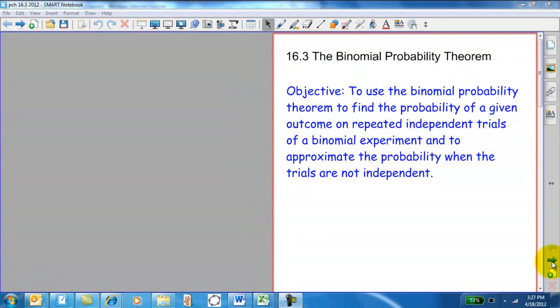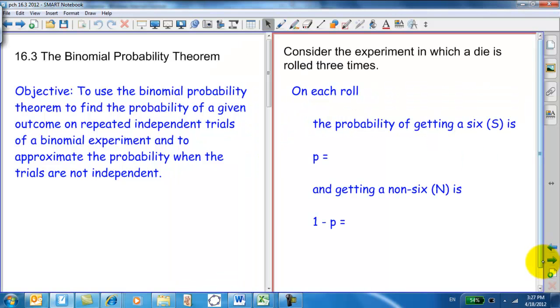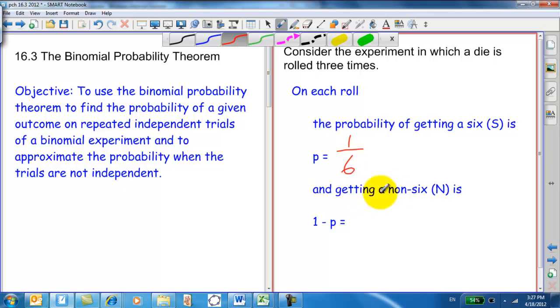Pre-calculus students, here we are with the binomial probability theorem, and we're going to use the binomial expansion to actually approximate some events, some probabilities. Now consider an experiment where a die is rolled 3 times. On each roll, the probability of getting a 6, we'll call it S, is 1/6. And not getting a 6, or non-6, N, we'll call 1 minus P, 1 minus 1/6, 5/6.